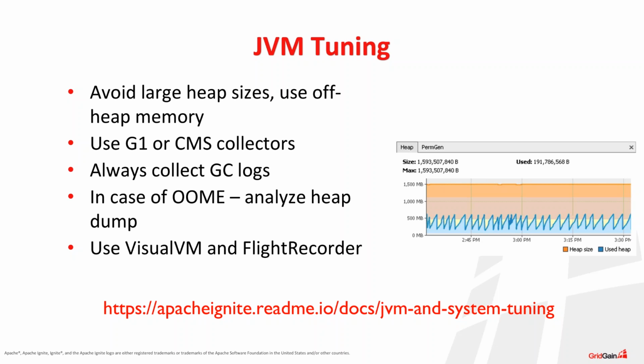The first one: try to avoid large heap sizes. The problem is that if the allocated heap is very large, like more than 16 gigabytes or so, you will most likely eventually get a full garbage collection that will take a lot of time, because there are a lot of objects, because the heap is very, very big.